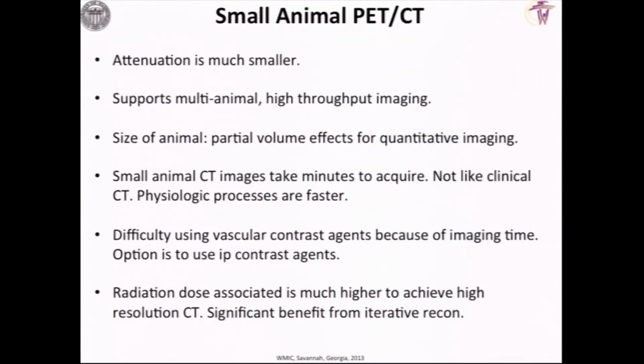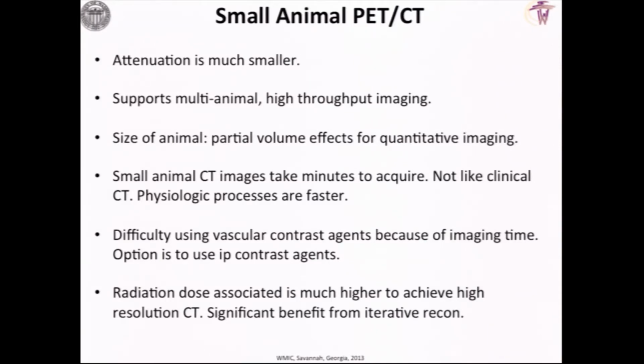Okay, so what about for small animal PET CT? What are the differences, or what are some of the different challenges or strengths? Well, one of the things that is quite different is that, especially for mice, attenuation is not very significant. So that reduces one of the problems there.